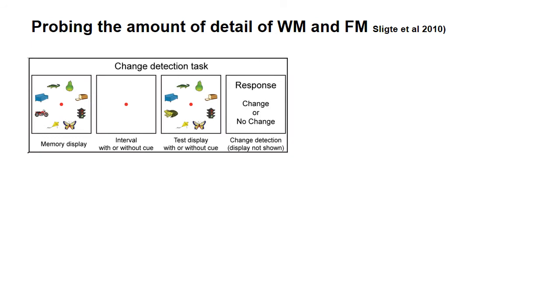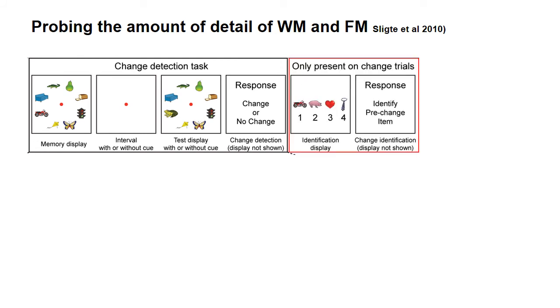Now, this can be tested directly, and so we did. We used a change detection task as shown before. But after having responded to whether there was a change or not, we posed a second question to the subjects. On every trial where a change had been present, we also asked subjects whether they could identify the object that was present before the change.